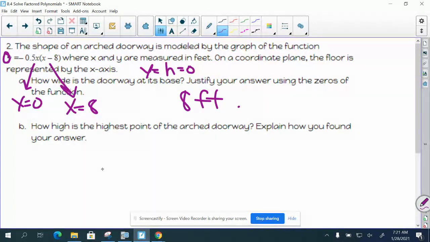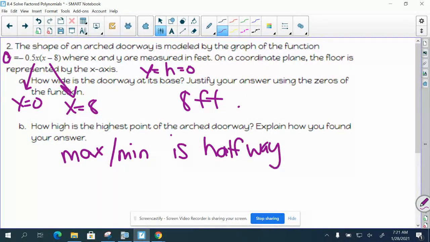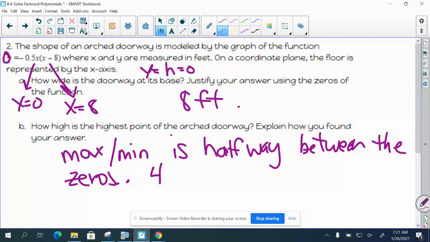And then how high is the highest point of the arched doorway? One thing about parabolas is that if the x's are between 0 and 8, the maximum height occurs halfway between those. So the max, or the min, if it's flipping the other way, is halfway between the zeros. So if 0 and 8 are the zeros, our maximum height would be occurring at 4 feet, which we saw on the graph.